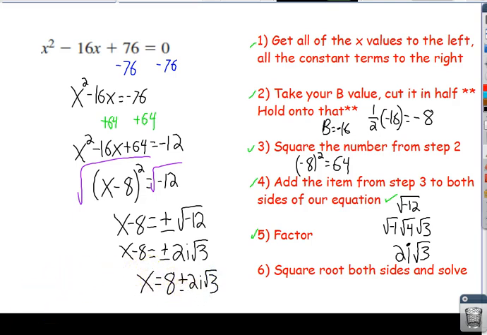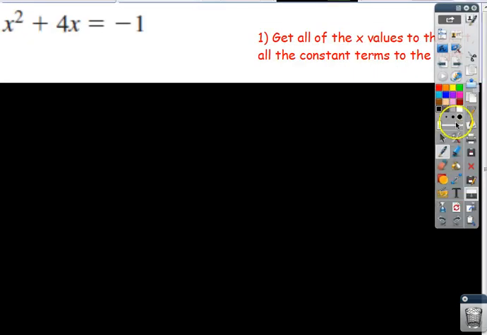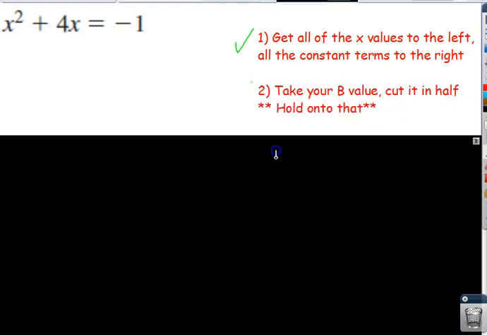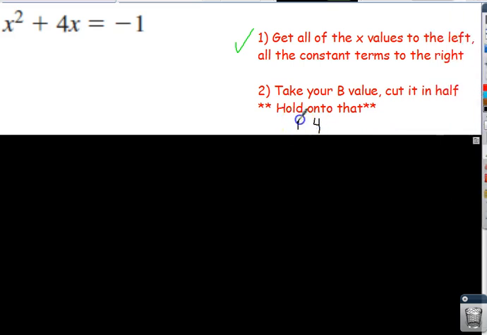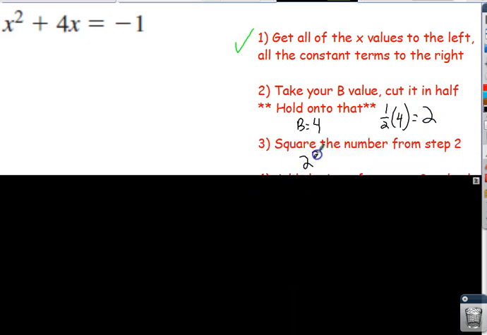So let's try another one of these. Okay, so this particular problem, get all the x values to the left side, all the constant terms to the right. Well, that's already done for me. Huzzah for that. Now, take your b value and cut it in half. What's the b value here? The b value is 4. So you take and cut 4 in half. Well, what's 1/2 of 4? 2. Now what do I do with that 2? I square that 2, which gets me 4.